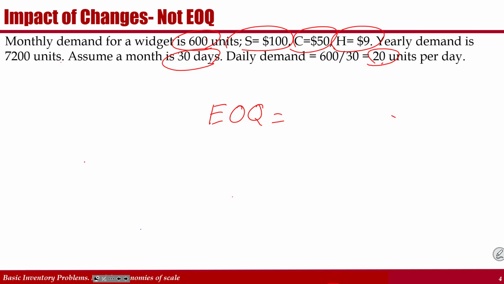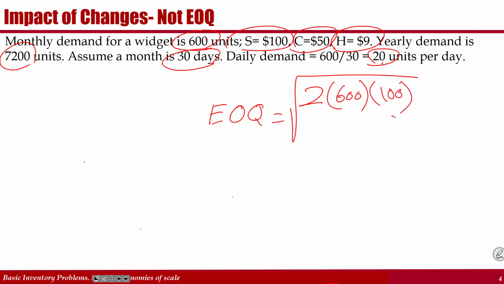EOQ is equal to square root of 2D, instead of 7,200, I can put 600, times S, which is 100, divided by H. If H is 9, that is for 1 unit, 1 year. If I want to change my numbers from year to month, then that H should be stated in terms of month, which is $9 divided by 12.